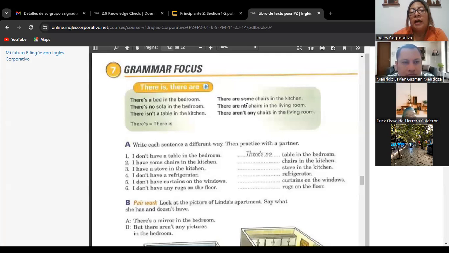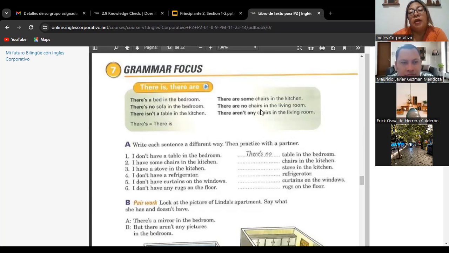También podemos utilizar el número. Si no queremos decir some, you can say there are four chairs in the kitchen. O puede utilizar una forma general. Okay, there are some chairs in the kitchen. But probably you don't know how many chairs. You know that you have them, but you don't know exactly how many. Entonces some es para plural, pero de forma indefinida. No sabemos la cantidad exacta.